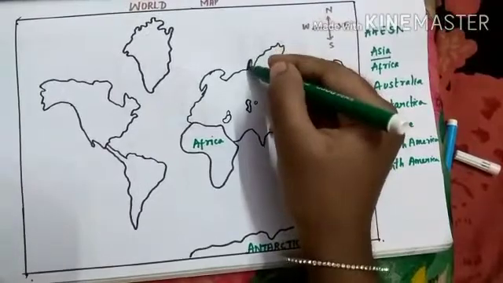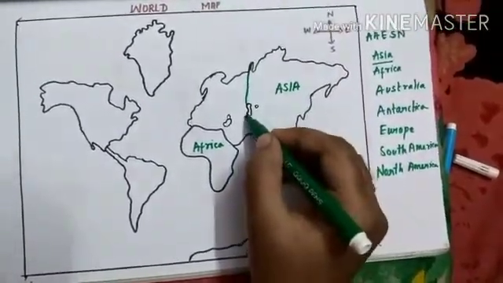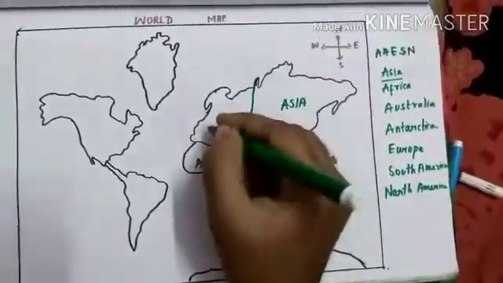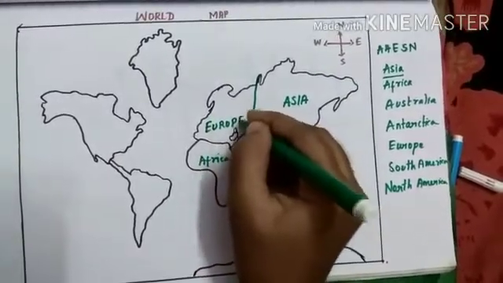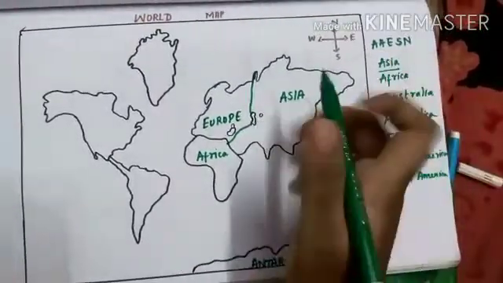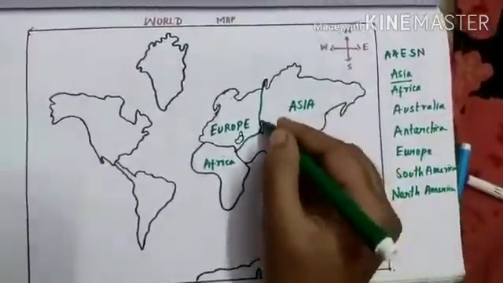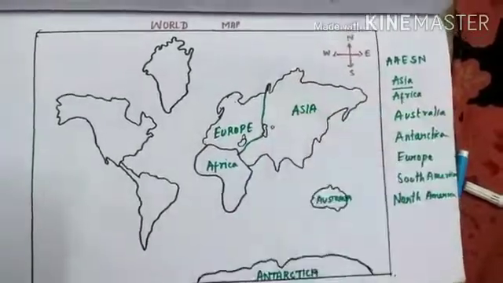From this node, you have to come straight and touch this part, and go straight like this. And this part is called Europe. Europe will have a structure like this at the top, and this part will help you to separate Europe and Asia.